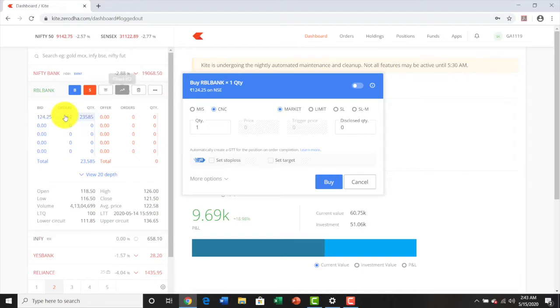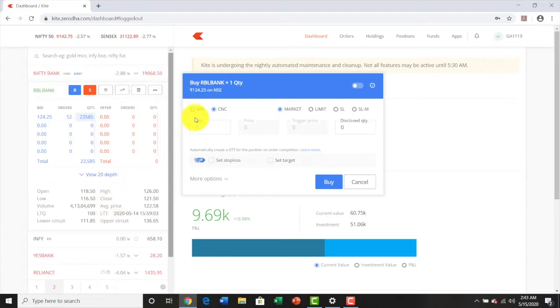Okay, guys. So this provides me with the total number of people who are buying the stock when the market is operating, and the total number of people who are selling the stock when the market is operating. And as you can see, I get open, low, volume, LTQ, lower circuit, upper circuit, LTT, average price, close, high. So guys, when we are talking about placing orders, we need to learn the various options that are available to us in front of us.